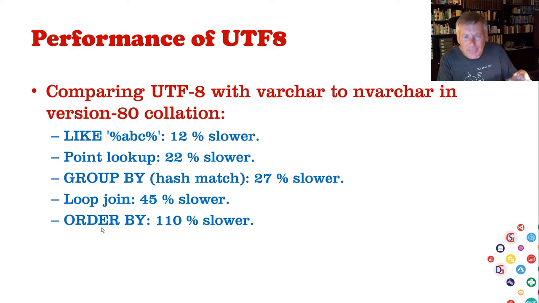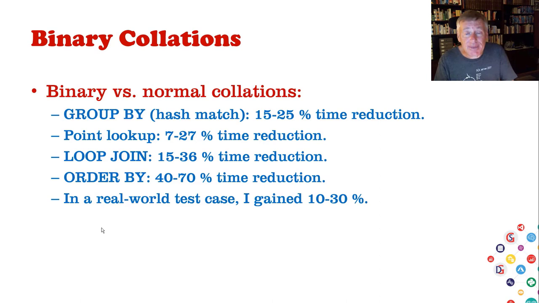Also, binary collations, this might be interesting to know. Comparing binary collations towards normal collations, for these operations there is a range here, because 15 here means compared to a version 80 collation, 25 to a version 100 collation, and so on. You can see for sorting, it starts to take off. But then again, when sorting by a binary collation, you can have sorting inside the query plan, because the optimizer thinks it's smart.